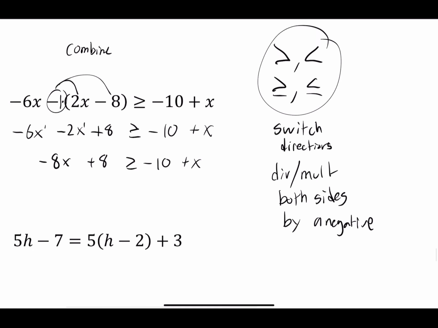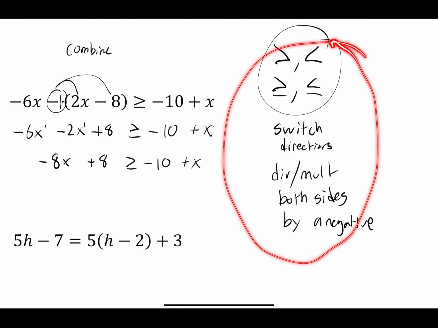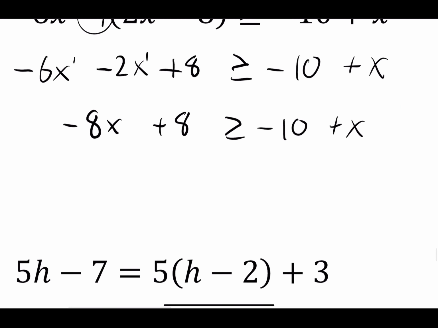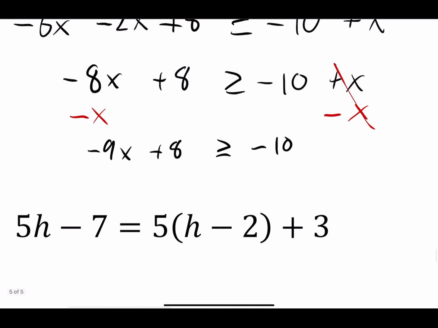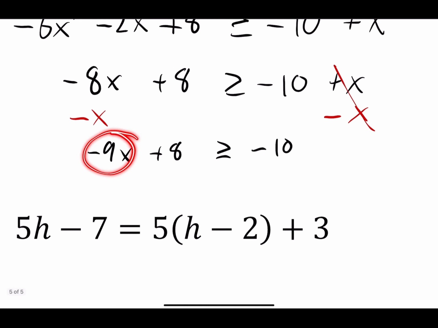Let's say I want to demonstrate for you guys the switching directions. So I'm going to send x to the other side of the equation by subtracting it. That way, at some point, I am going to have to divide by a negative, and I'll show you what happens to the inequality. So now I have negative 9x plus 8 is greater than or equal to negative 10. Okay, everything with an x is on the left side.